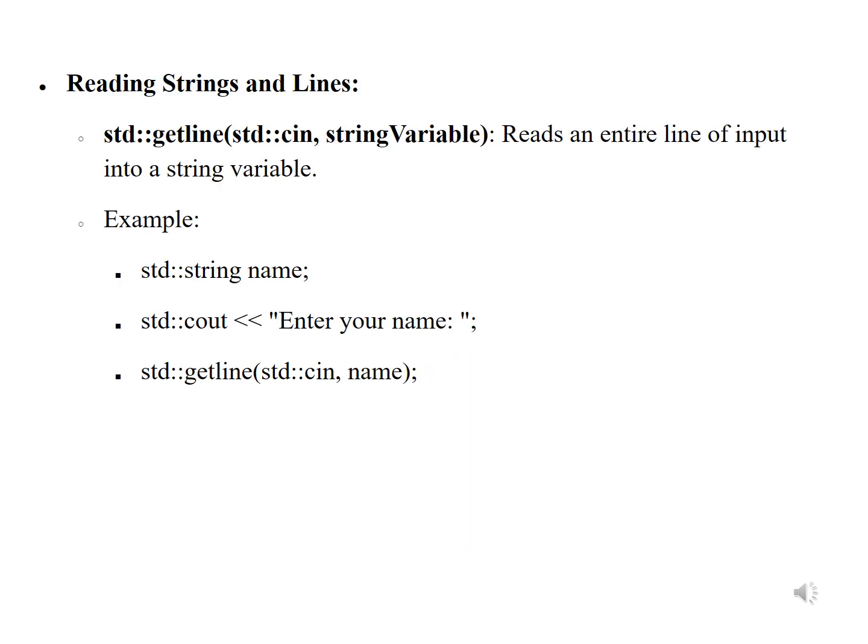Reading strings and lines can also be done. For reading strings, we will apply std::getline. Inside the parameters, we need to pass std::cin, comma, string variable, which reads an entire line of input into a string variable. An example of this is: std::string name; std::cout << "Enter your name"; std::getline(std::cin, name).